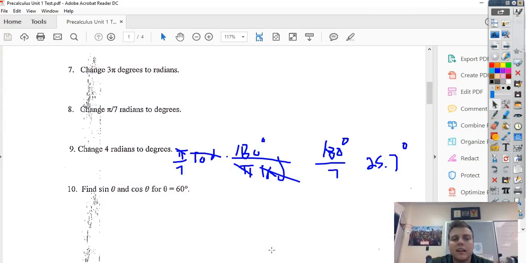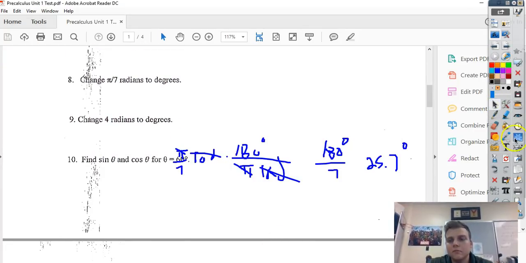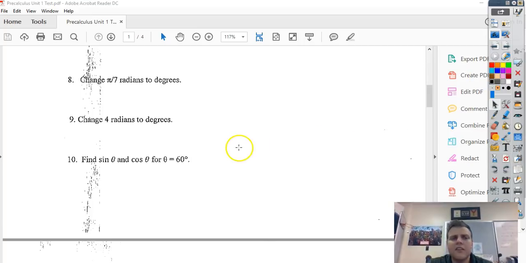Okay, number 10, it says find sine theta and cosine theta when theta is equal to 60 degrees. In this case, if I was you, I would just grab my handy-dandy trig chart, the unit circle that we spent time developing in class, and go to the 60 degree, and you know that sine is y and cosine is x.